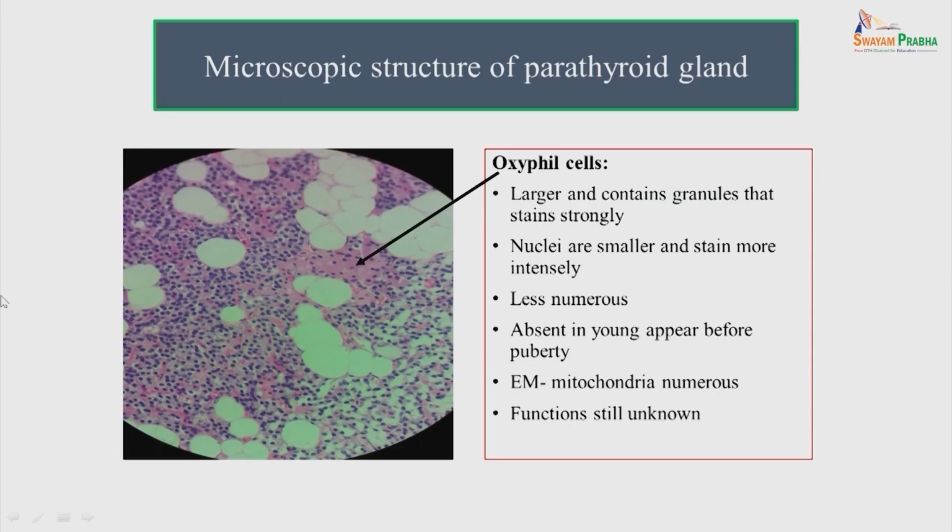The next set of cells is the oxyphil cells, which are larger, and contain granules that stain strongly. Nuclei are small and they stain more intensely. They are less numerous, absent in the young, and appear before puberty. Electron microscopic study shows numerous mitochondria, and the function is still unknown.